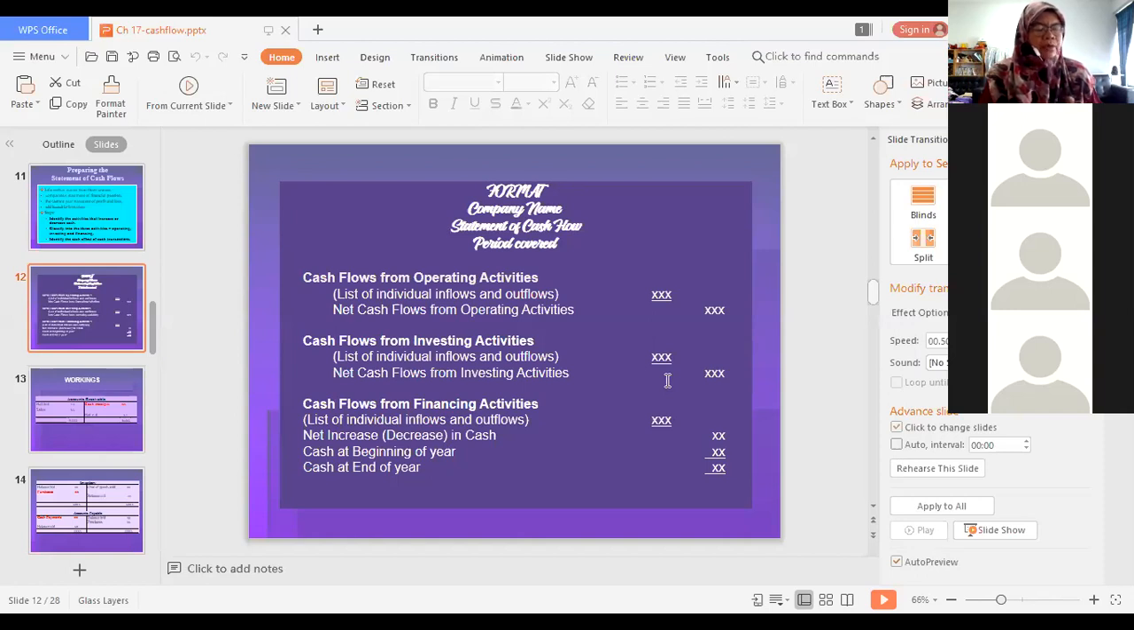Increase in inventories. What happens when there is an increase in inventory? Meaning we buy more inventory. Think about the cash involved here. We buy more inventory. What happened to our money? We receive the money or we pay the money. When we buy more inventory, meaning we pay, right? So meaning money going out. So that's why increase in inventories is a negative amount.